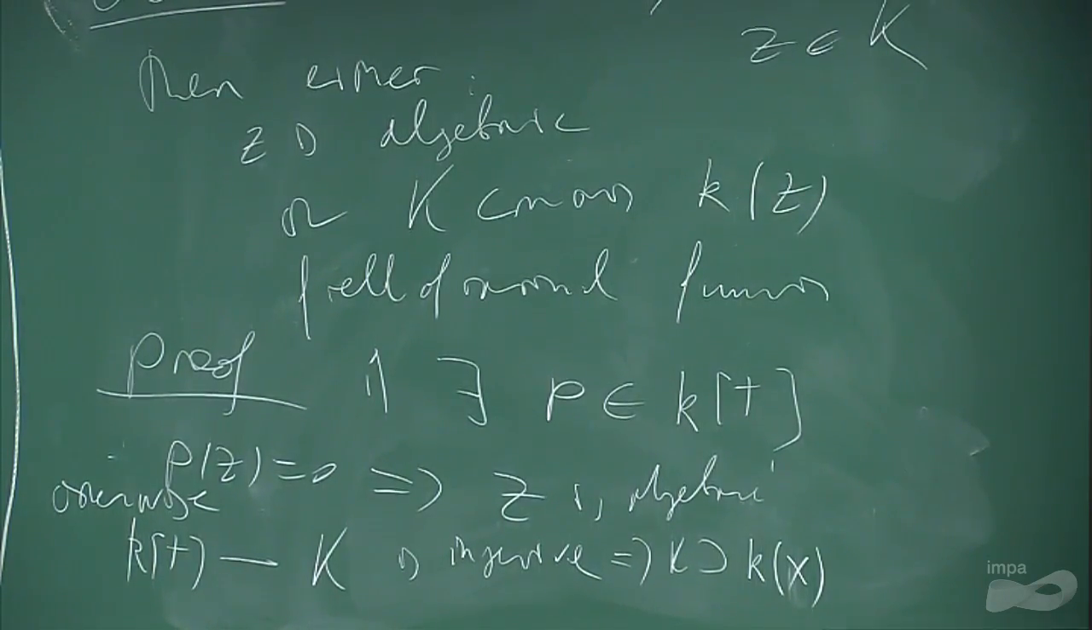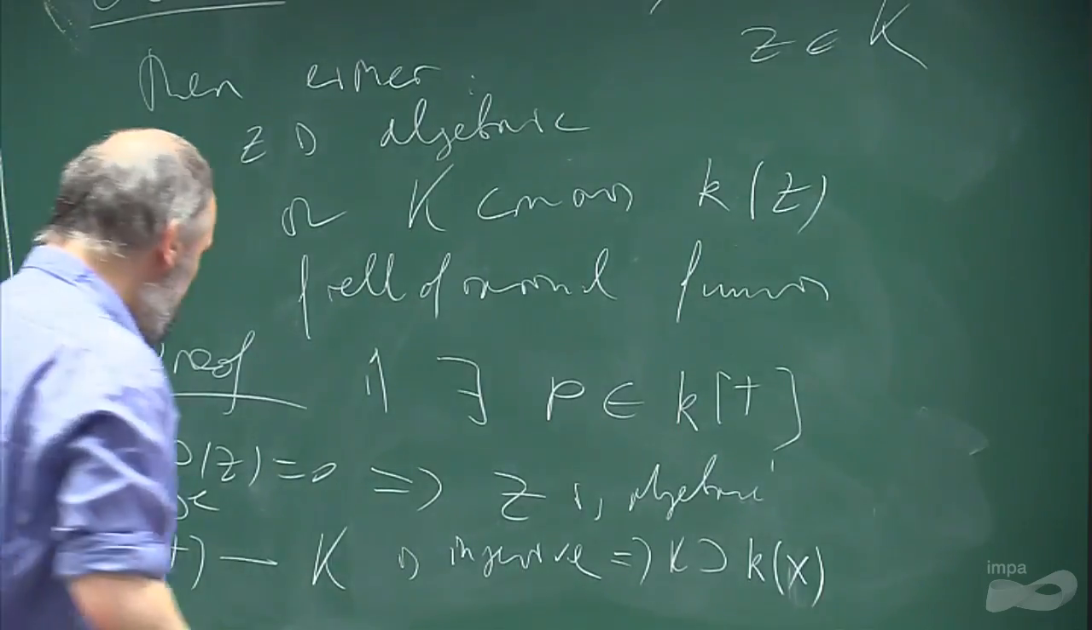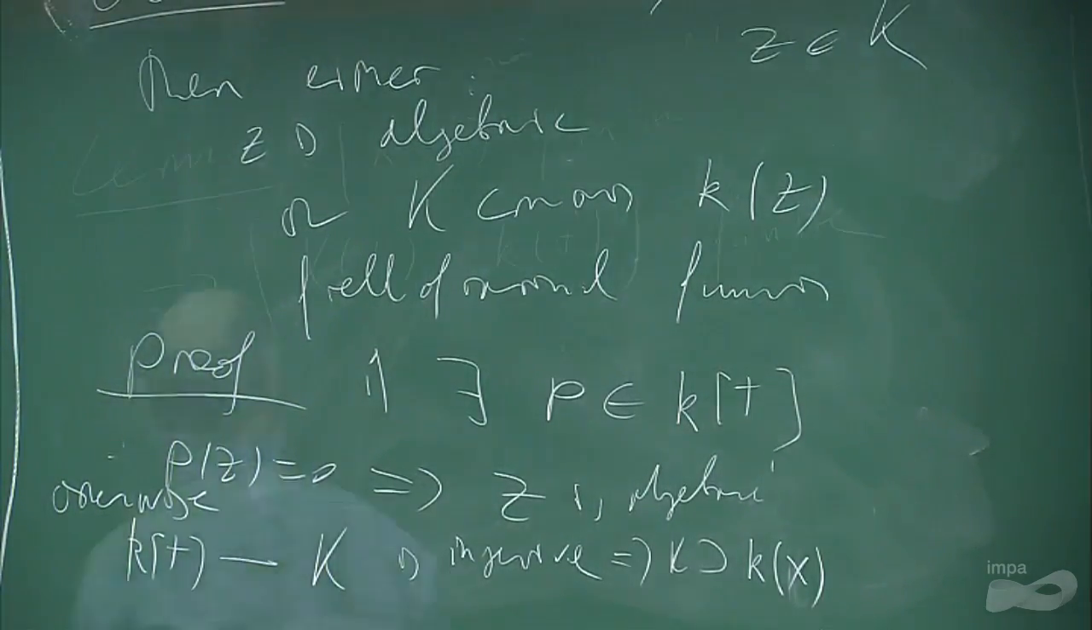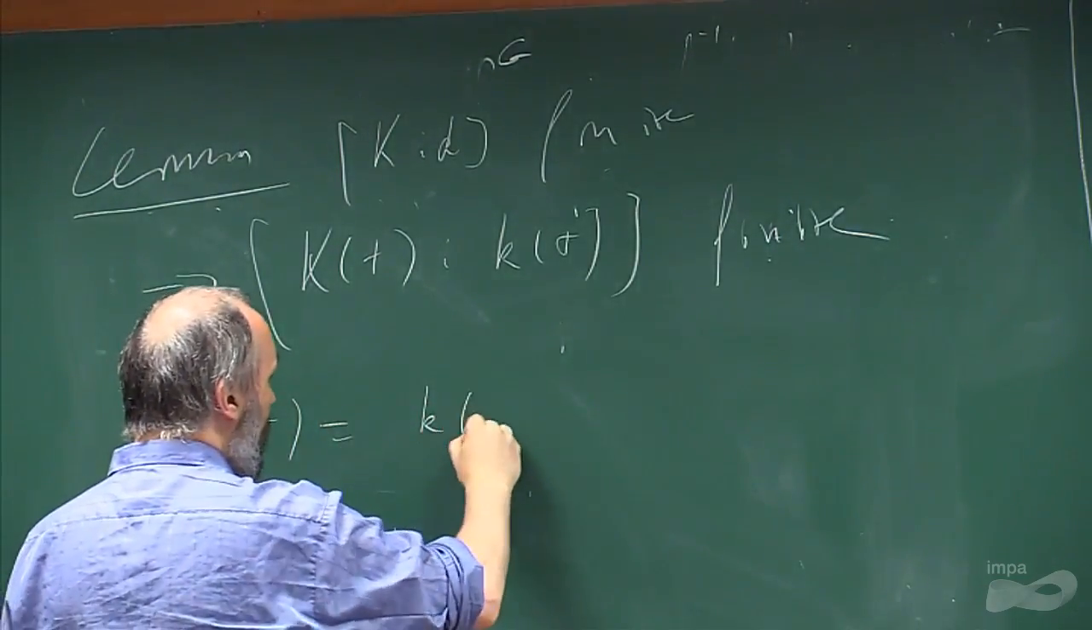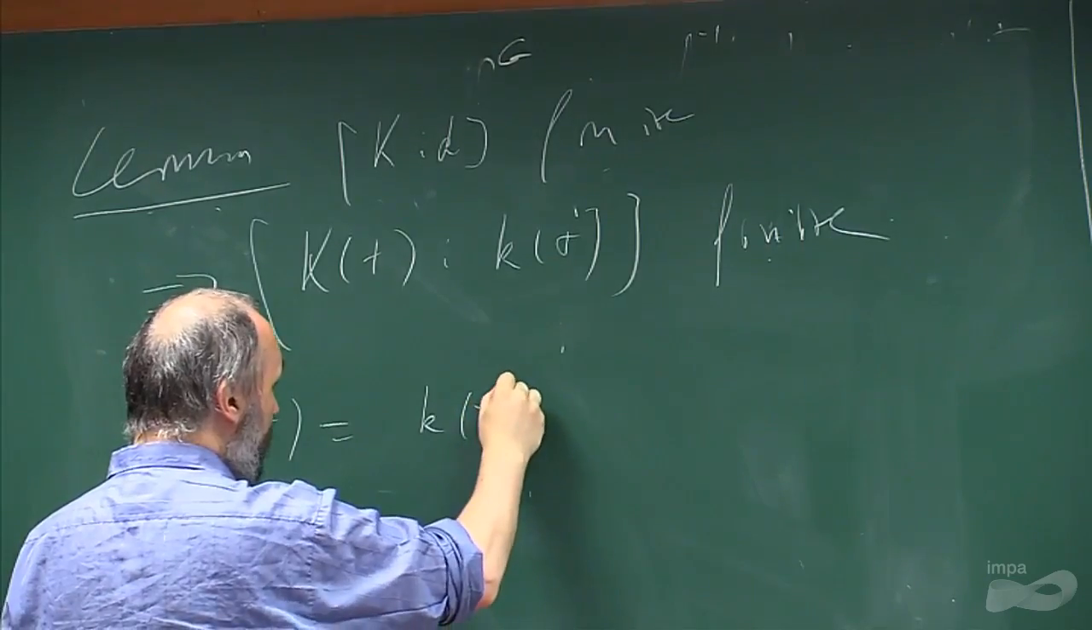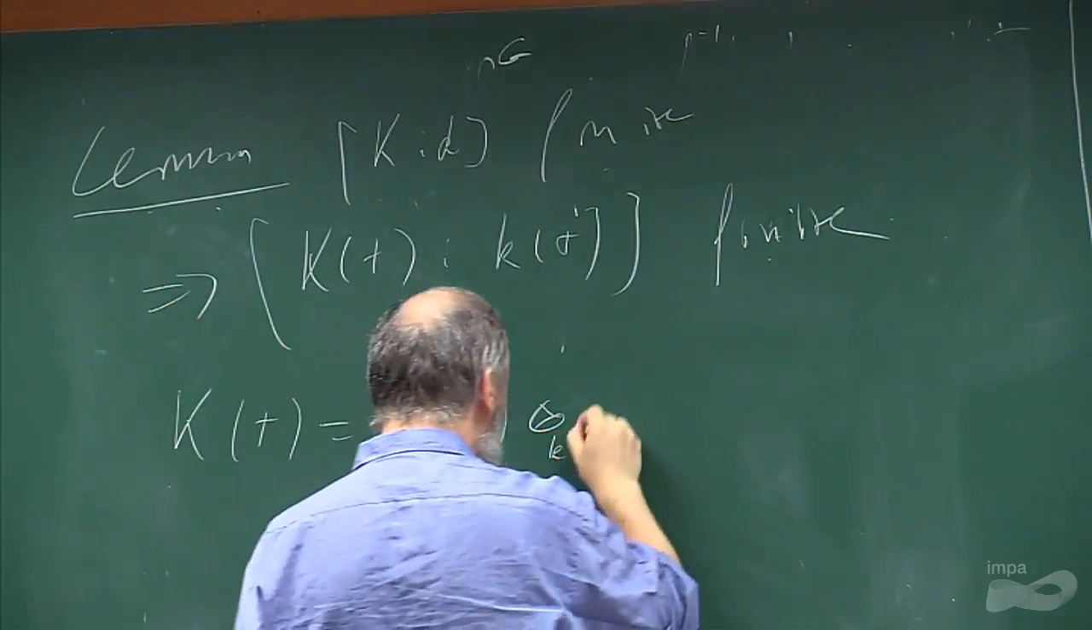So if you have a finite extension, then you have a finite extension of rational functions. Lemma: if you have K big over k small finite, then K(t) over k(t) is also finite. And it is easiest to see just by tensor product. So K(t) is k(t) tensored over k small with K big.